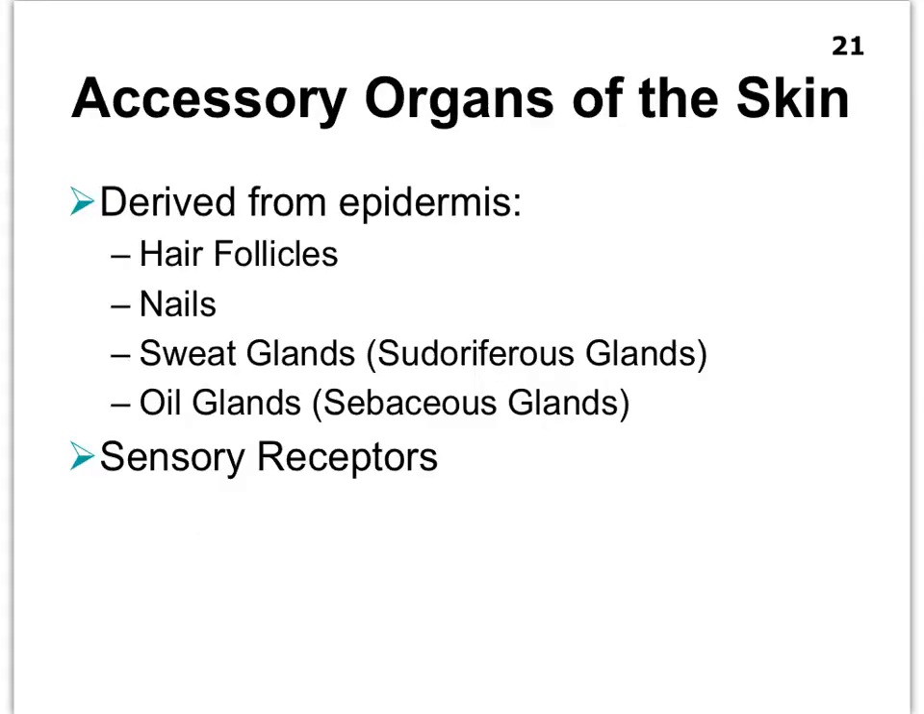Remember that the integumentary system consists of the skin and accessory organs, and they include, as listed here, your hair follicles, the nails, our sweat glands, which have a fancier name, sudoriferous glands, and the oil glands, also called the sebaceous glands. These are all derived embryologically from the epidermis, and they're mostly located in the dermis. So on pictures, on slides, you'll see that they are located mostly in the dermis.